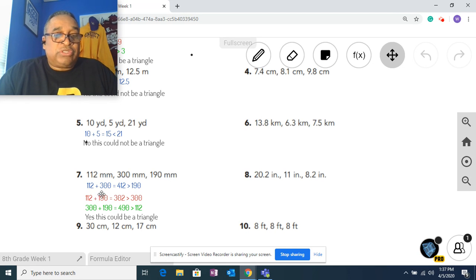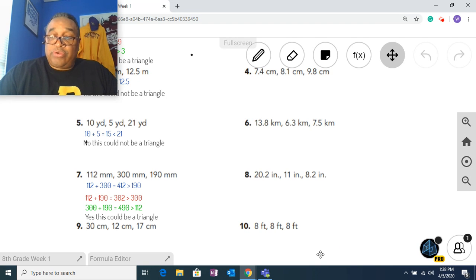Check this out. 112 plus 300 equals 412, greater than the third side. 112 plus 190 equals 302, close, but still greater than the third side. 300 plus 190 is equal to 490. It's greater than 112, which is the third side there. So yes, this could be a triangle.